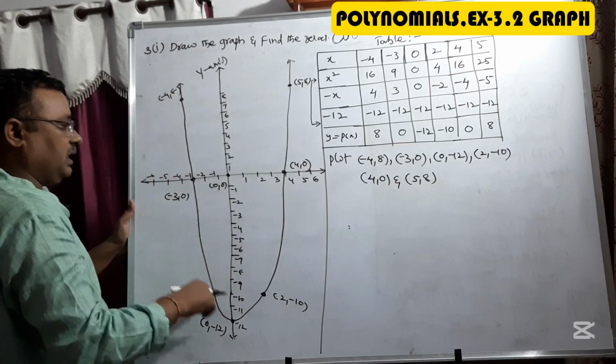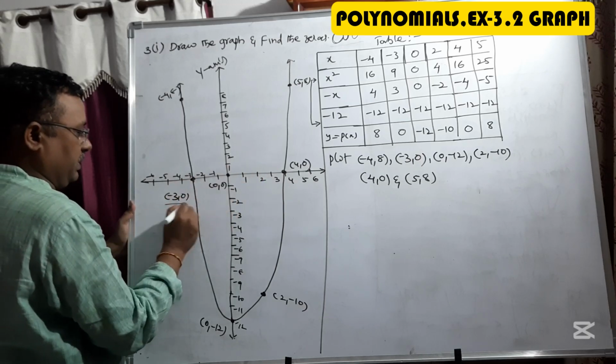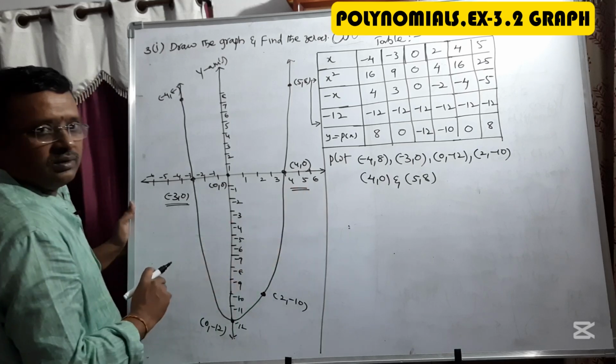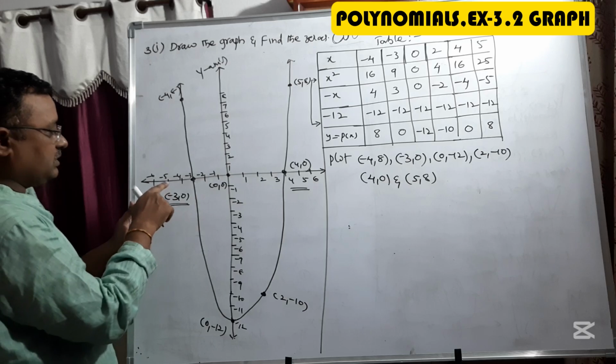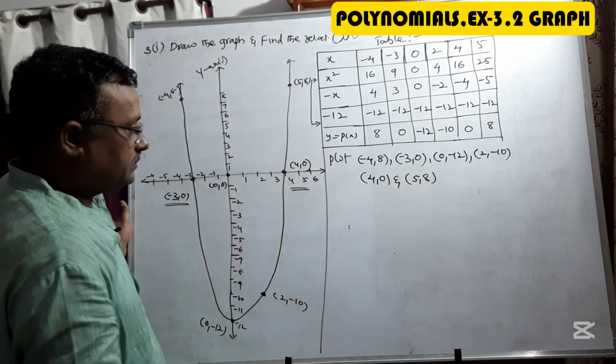This parabola intersects the x-axis at ordered pair (-3, 0) and ordered pair (4, 0), two intersecting points. So 2 zeros we are going to get. Those are their x coordinates, -3, 4. That is the conclusion.